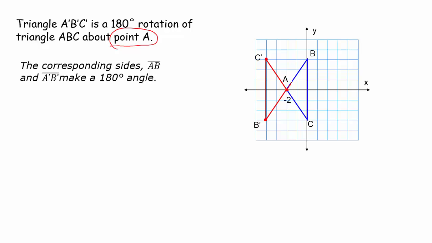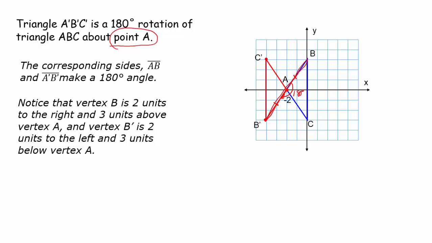If I look at A to B, and then I look at A to B', notice first of all the lengths of these lines from our vertex A to B and from our vertex A to B' are the same distance. Also notice that if I put these together and I actually connect them all, it creates a straight line. And we know a straight line that goes through vertex A will create a 180-degree angle. That's why this is called a 180-degree rotation of triangle ABC about point A, because that 180-degree angle is formed around the vertex A.